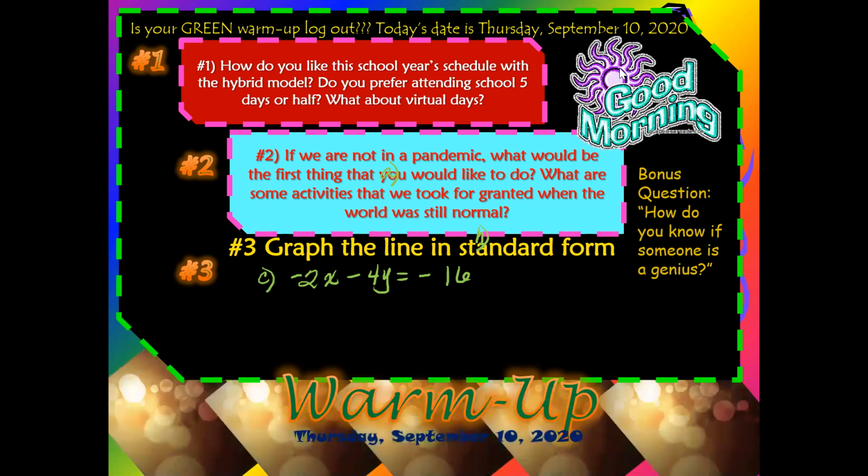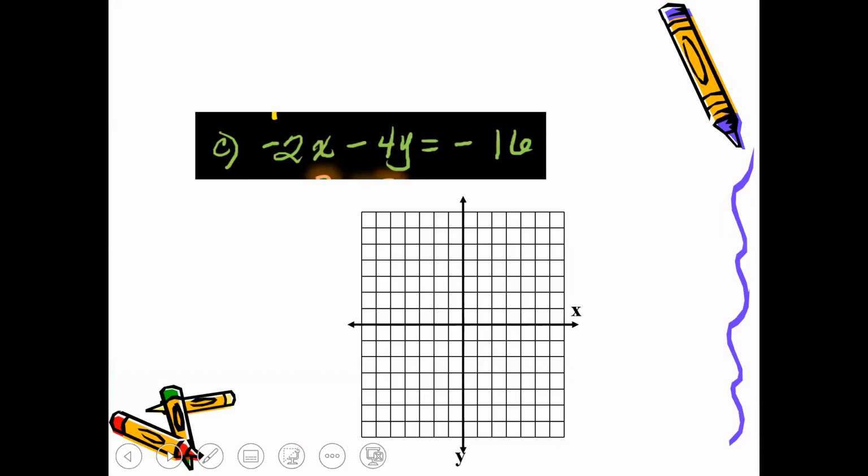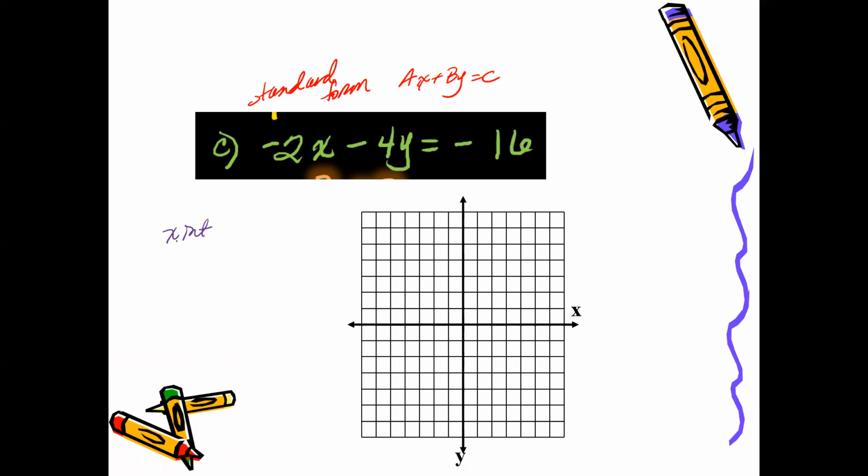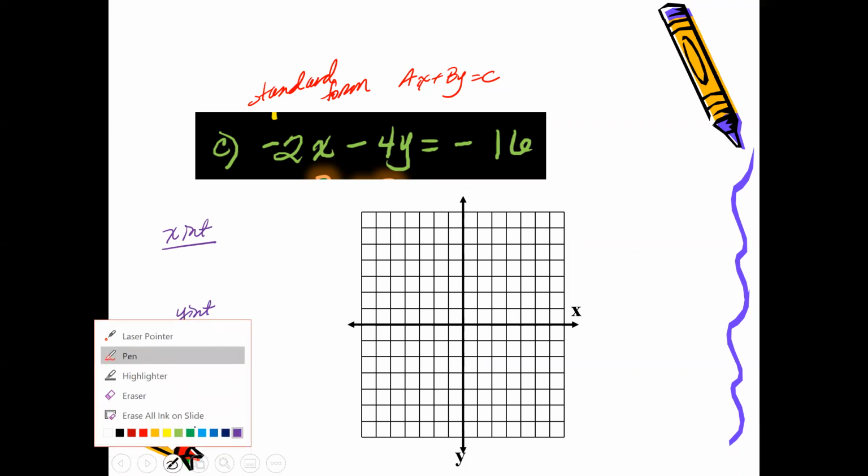All right, let's go ahead and take a look at question number 3. So here I'm asking you guys to graph this. This is in standard form, which is going to be ax plus by equals c, where a, b, c's are numbers. So in order to graph a line, you will require 2 points. And so the best way to do this is by finding the x-intercept and the y-intercept of the standard form.